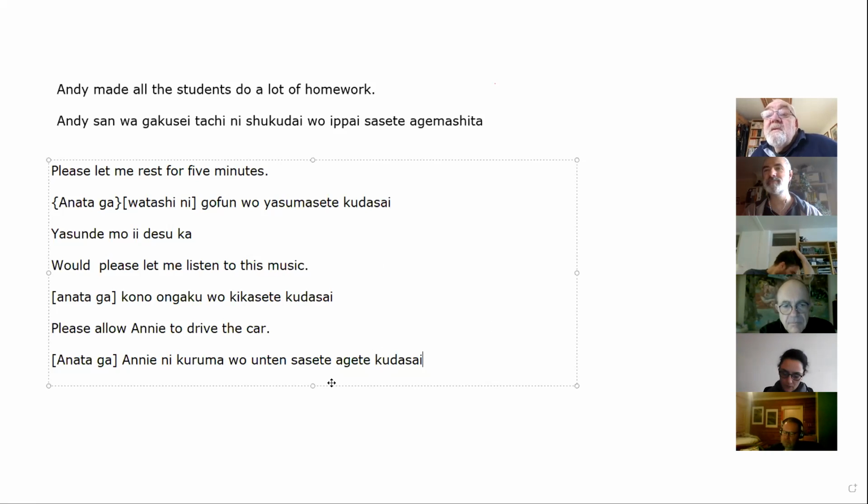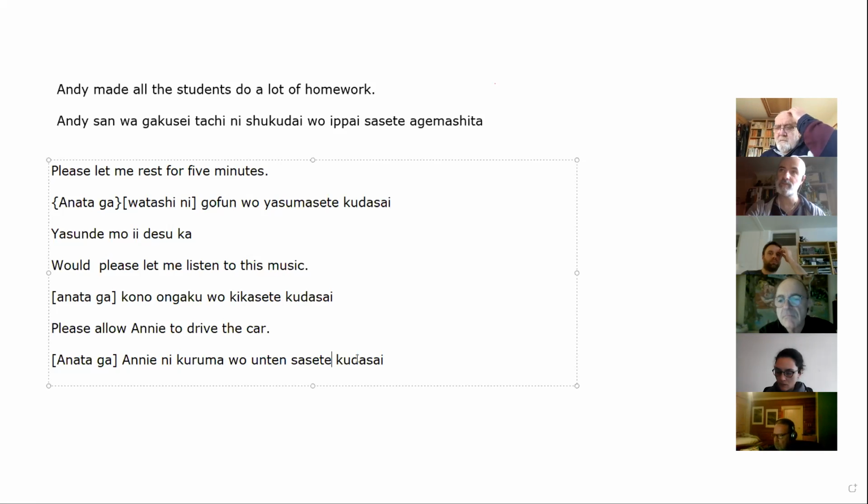But to be clear, if you throw too many words in this sentence, it becomes messy. As I said, grammatically, if you allow somebody to do something, it's the same as saying make them do something. So by just saying unten sasete kudasai, this is also absolutely fine. The kudasai is in reflection to you asking them to do it for you, but you can just say, please make Annie drive the car. And this still means please allow Annie to drive the car. Yeah. Okay, back to John. Grammatically speaking, yeah.